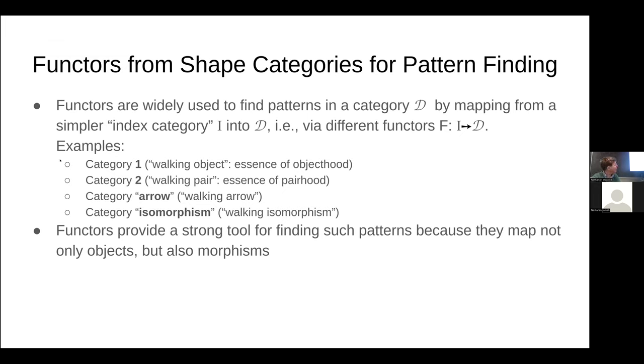So there's a category one, which just has a single object. It's a beautiful object, okay? There's another one called two, or walking pair. It's like the essence of pairhood. The first is like the essence of objecthood. There's a category arrow and a category isomorphism, okay?